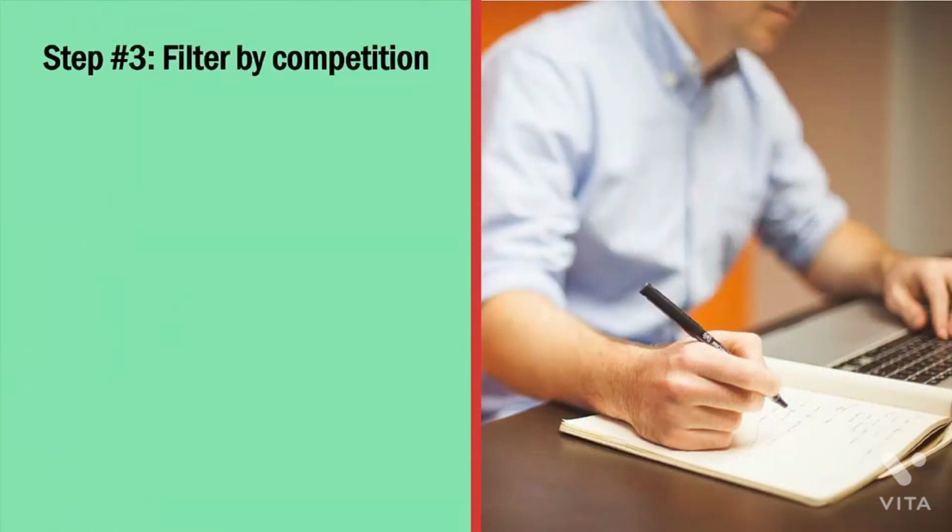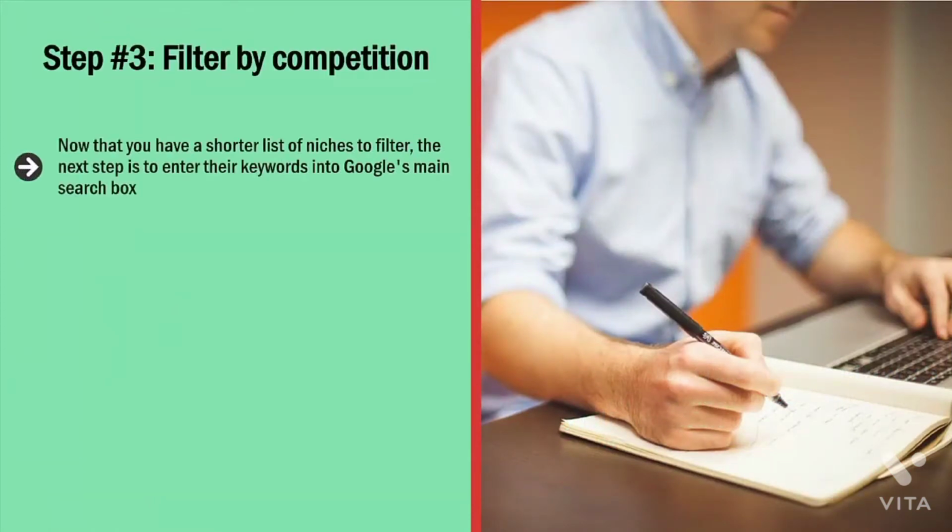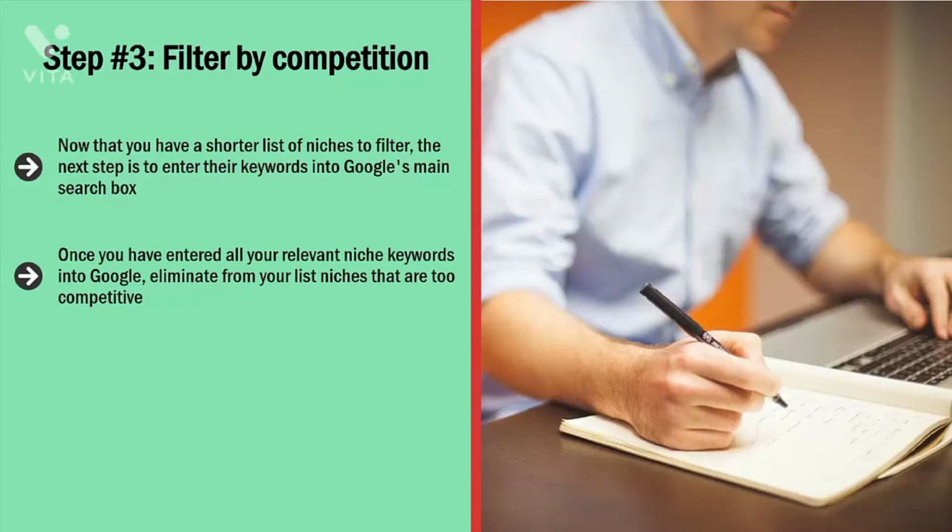Step number 3, filter by competition. Now that you have a shorter list of niches, the next step is to enter their keywords into Google's main search box. When you enter a search phrase into Google, you will get results, and at the top left corner, Google will inform you how many pages target that search phrase. Take note of this number and write it down next to each niche keyword. Once you have entered all your relevant niche keywords into Google, eliminate from your list niches that are too competitive. These are niches that have too many pages targeting them.